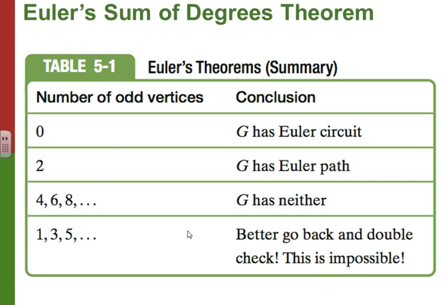All right, so the number of odd vertices: 0 odd vertices, we have an Euler circuit. 2 odd vertices, we have an Euler path. 4, 6, or 8, we have neither. 1, 3, or 5, we have to go back and double check, because it's impossible. So I can't have 1 odd vertex, right? Because how would I have 1 odd one? I'd have 2 odd ones. So if I count and I have 5 odd vertices, then I know I'm hosed.